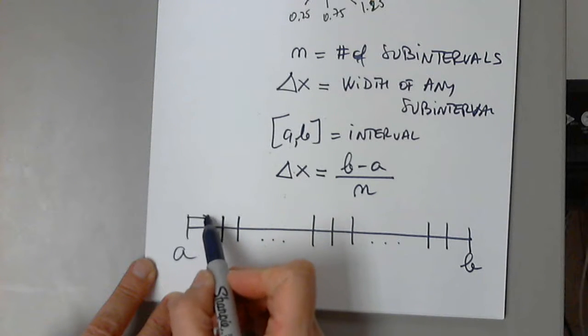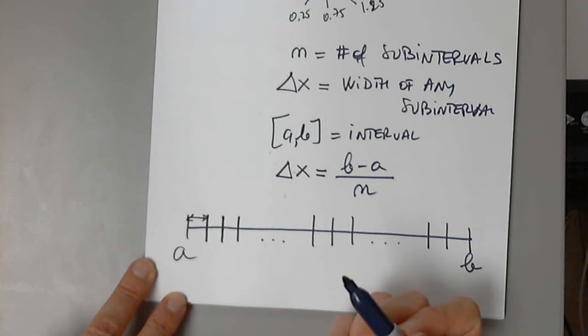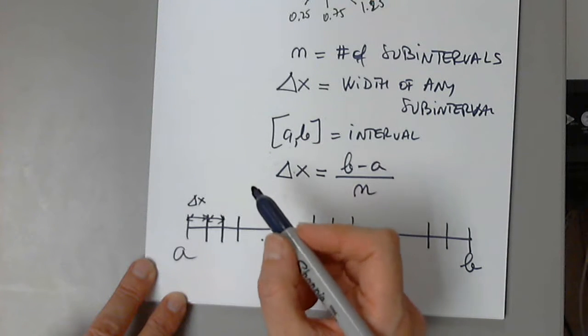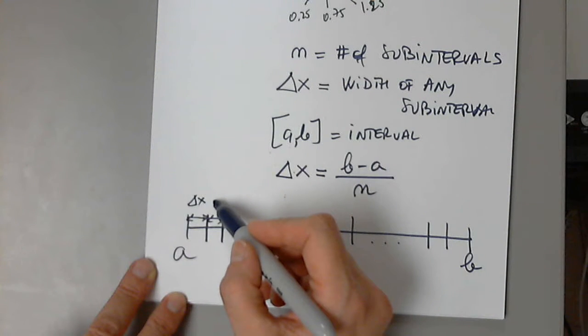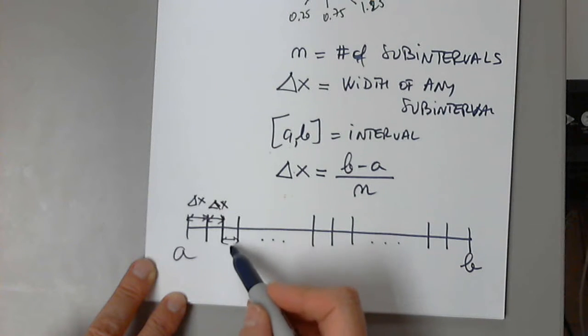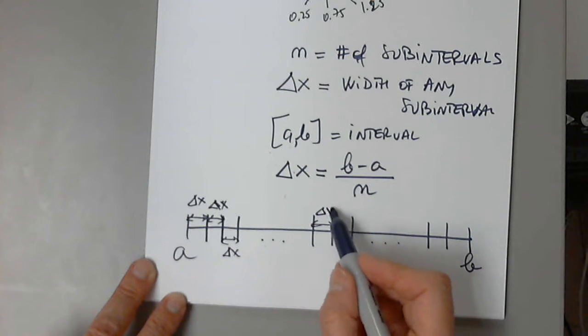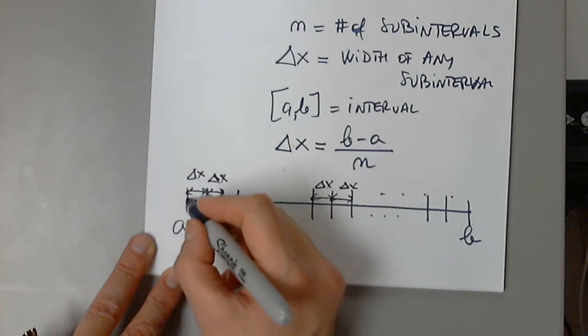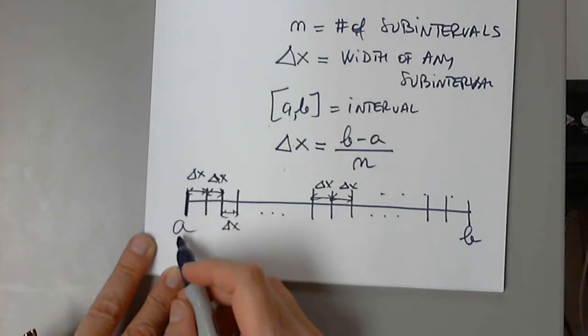What is the width of the first subinterval? What is the width of the second subinterval? What is the width of the next subinterval? Of course, we got the idea, and so on and so forth. So this is the initial value, which is A.